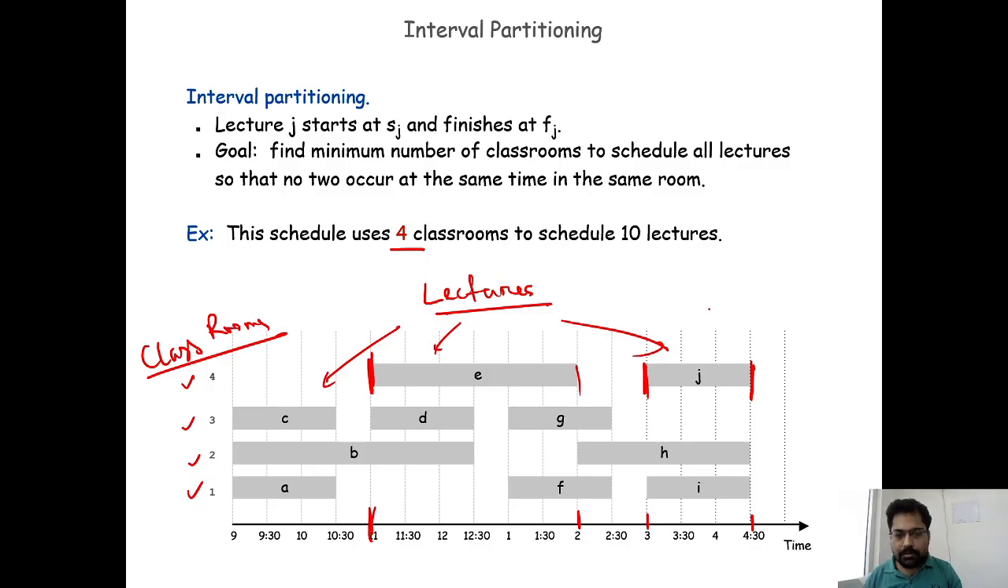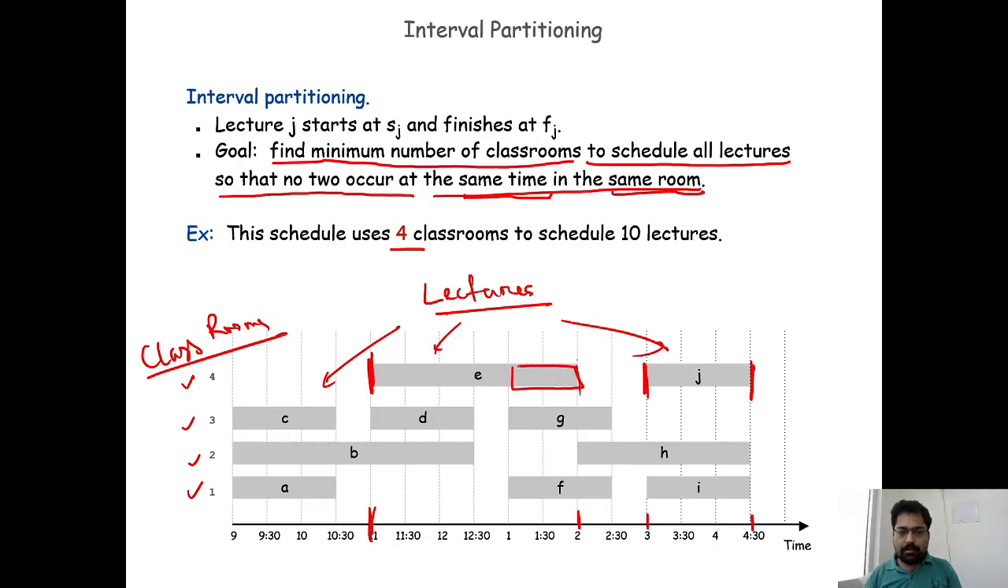This is the lecture setup, and as per the goal, what we have to find is the minimum number of classrooms to schedule all lectures so that no two occur at the same time in the same room. Same time, same room should not happen, but different classrooms can be picked for different lectures, not an issue. But overlapping could arise if I fix E here. If J starts here, E is not yet completed and J is there, so we have to remove that one.